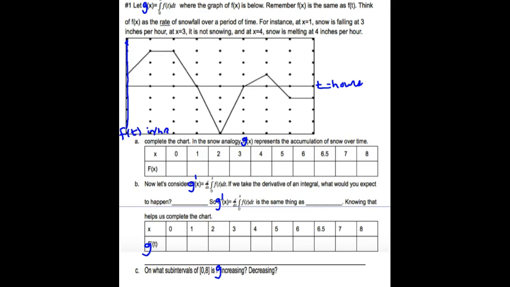So notice when I multiply hours times inches per hour, I get inches, which means the area under the curve represents the amount of inches of snow that are accumulating as it snows. So we can kind of think of it as this.